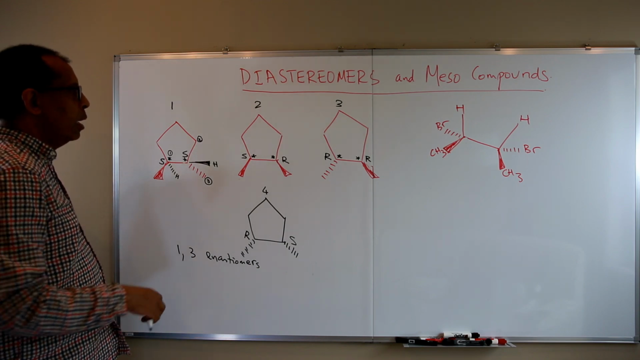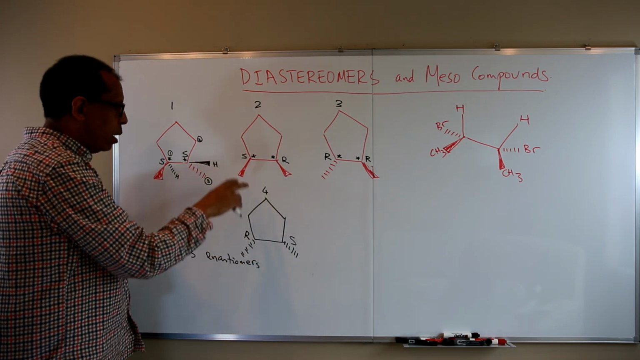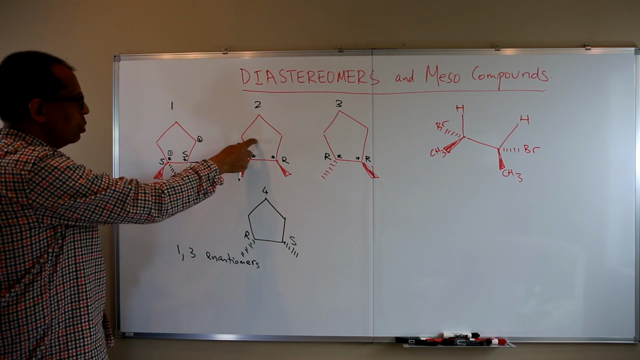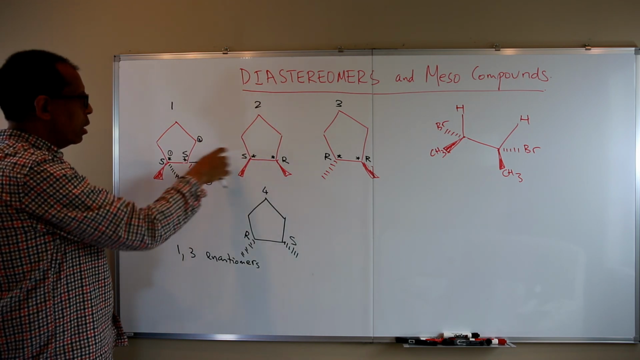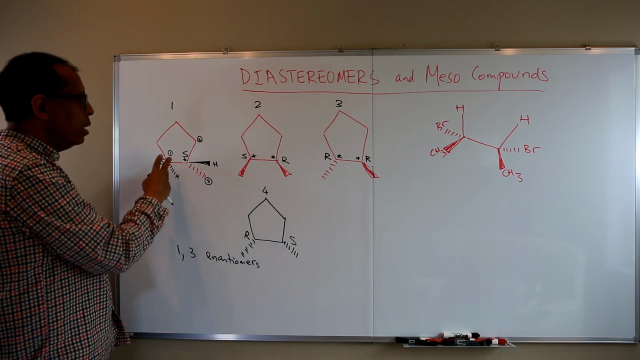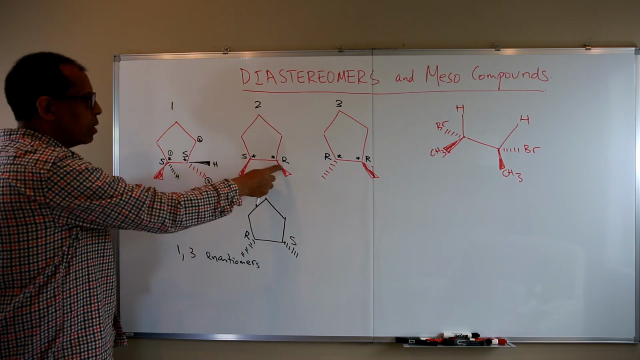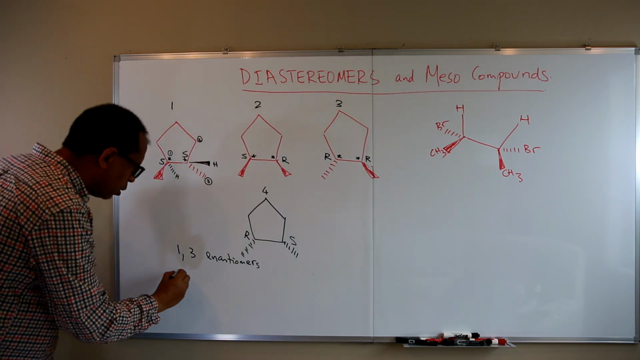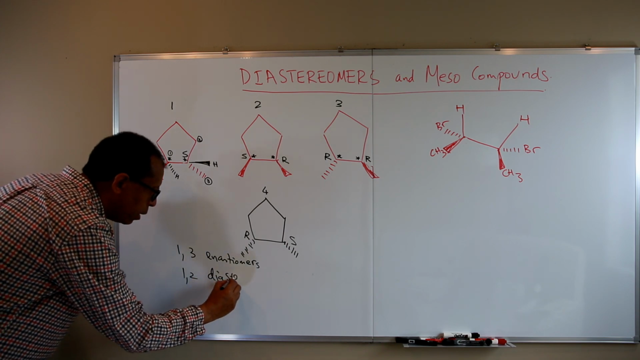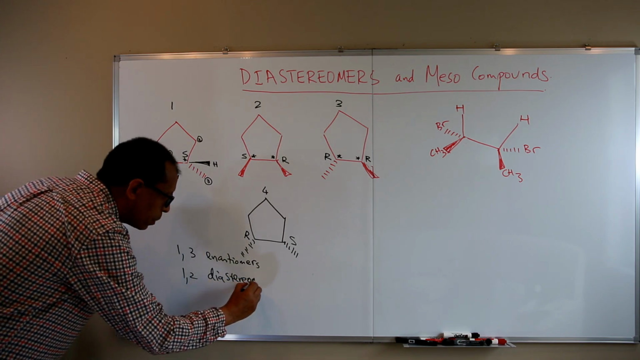How about 2 and 4? But any of the relationship between 1 and 2 is diastereomeric. For example, 1 and 2 are diastereomeric. They are not mirror images. They are SS and SR. So, for example, 1 and 2 are diastereomers.